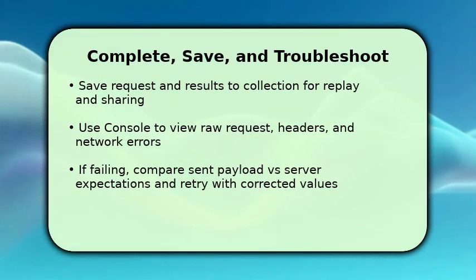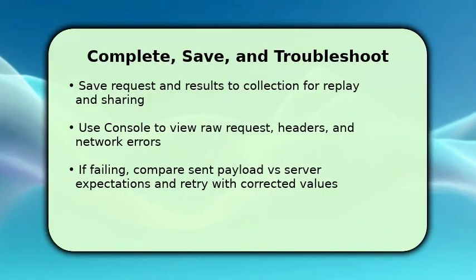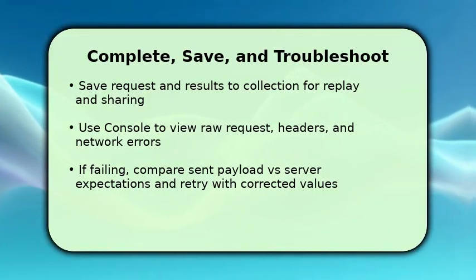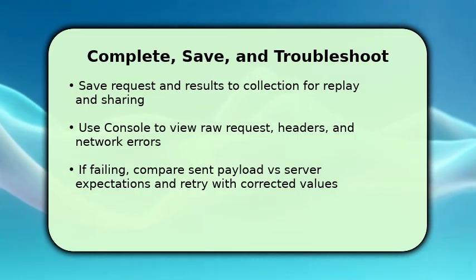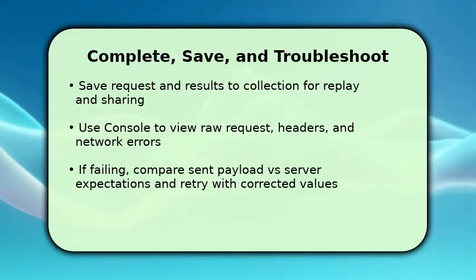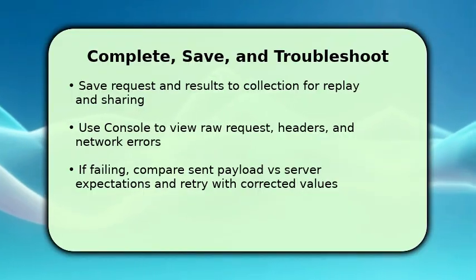Finish by saving the working request and any useful responses to a collection or example so you can reproduce results later. If something looks off, open the Postman console to inspect the raw request, headers, and error messages. This reveals mismatched content type or token problems.